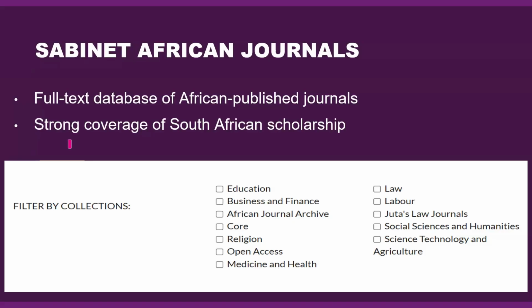With regards to Sabinet African Journals, it is a full text database of African published journals, and it has a strong coverage of South African scholarship. The nice part about Sabinet African Journals is that it is interdisciplinary. As seen on the snippet here, it covers a wide range of collections, from education to law to religion, to science and technology, social sciences, and humanities. So you have the option to filter according to a specific collection when searching on Sabinet African Journals. That is one of the selling points of the database.